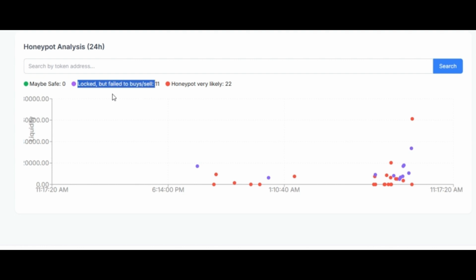Functionally compromised. This classification identifies tokens where liquidity appears locked, yet transaction testing reveals operational failures. These failures manifest through prohibitive transaction fees or contract-level mechanisms that obstruct standard trading operations. Such tokens exhibit clear indicators of malicious design intent.